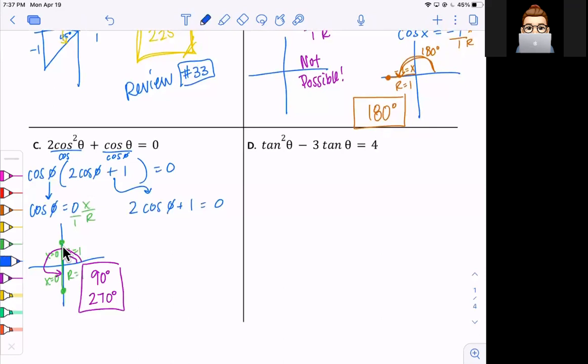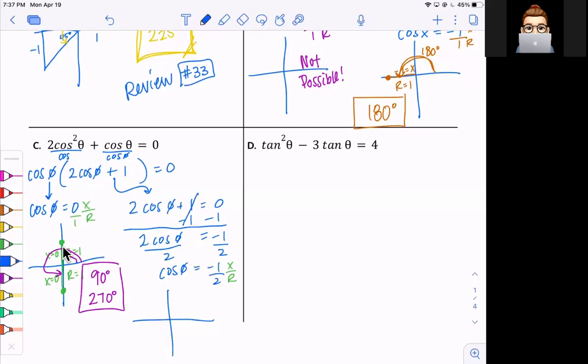Let's see if there are any more here. I think I subtract 1. I get 2 cosine theta equals -1 divided by 2. So cosine theta equals -1 half. Mark these on top of each other. -1 over 2. So I have x over r. Go to my triangle here.